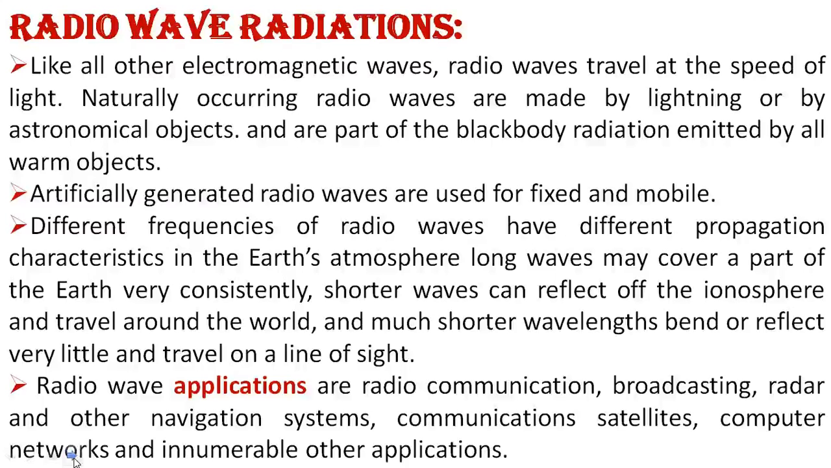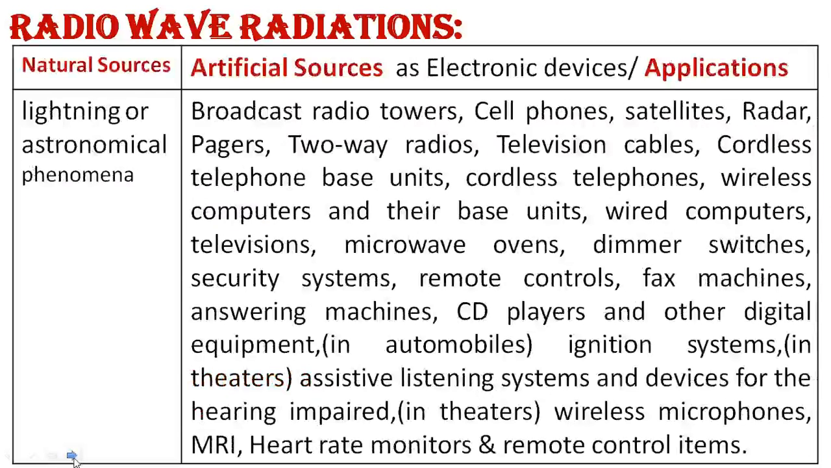Radio wave applications are radio communication, broadcasting, radar and other navigation systems, communication satellites, computer networks, and innumerable other applications. Now, radio waves have two sources. The first one is natural and the second one is artificial sources, such as electronic devices, which are also known as the applications of radio waves.